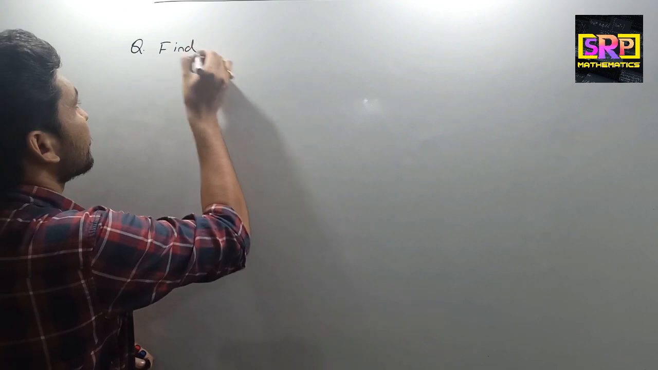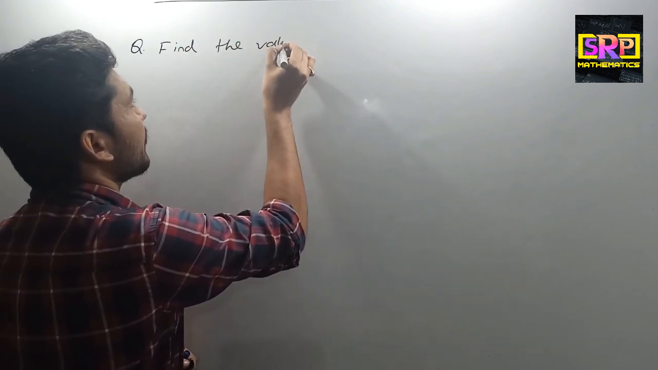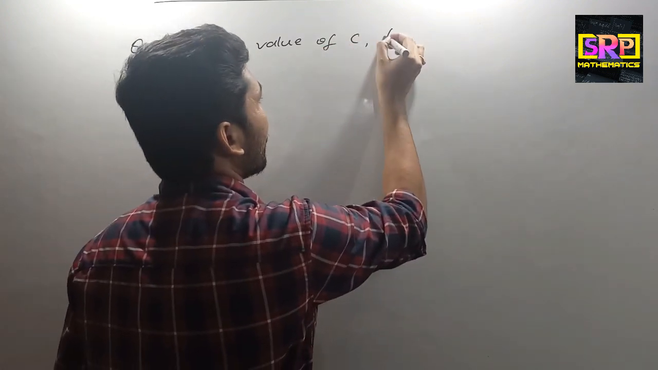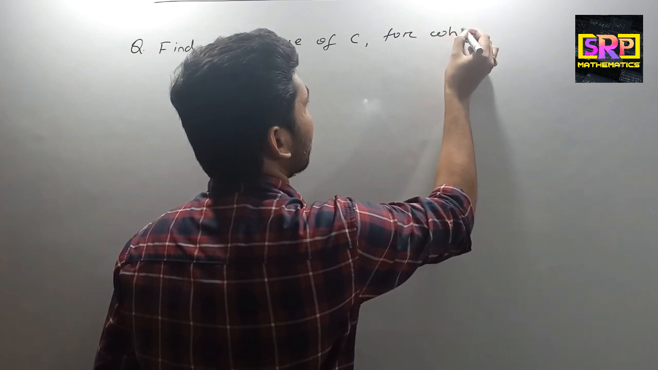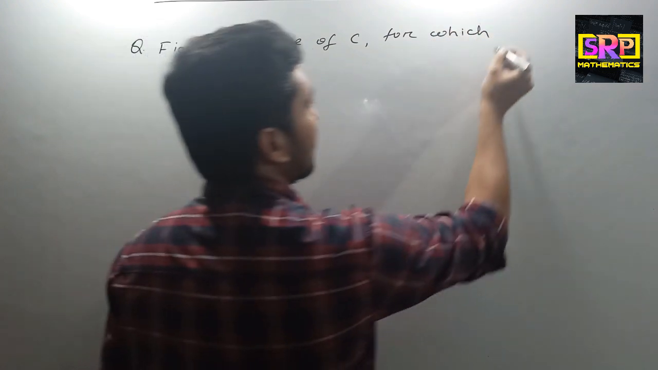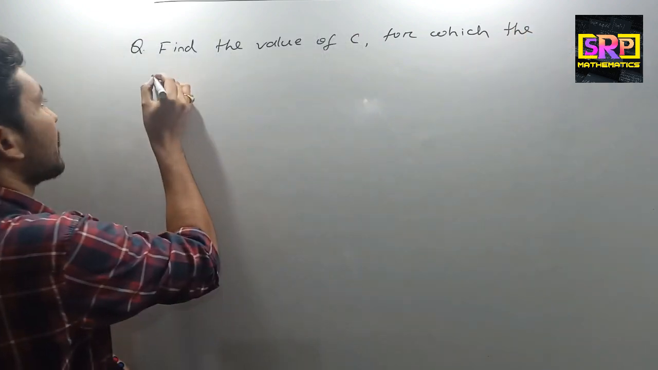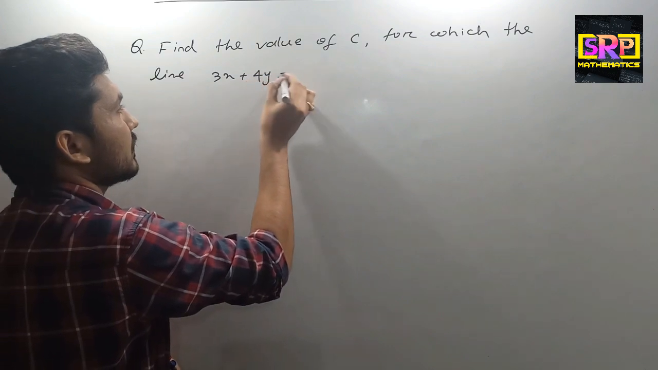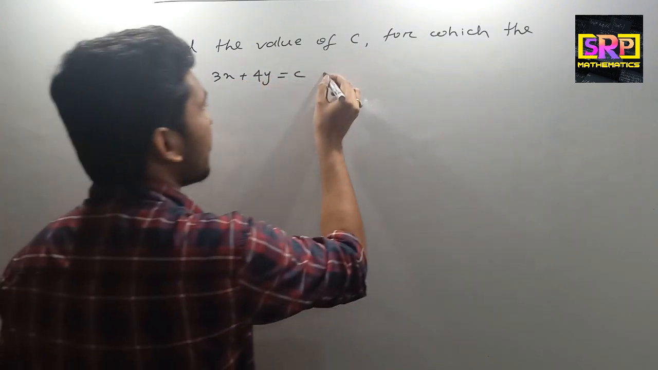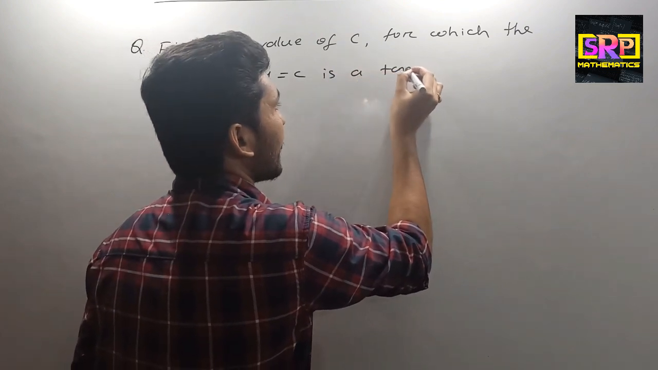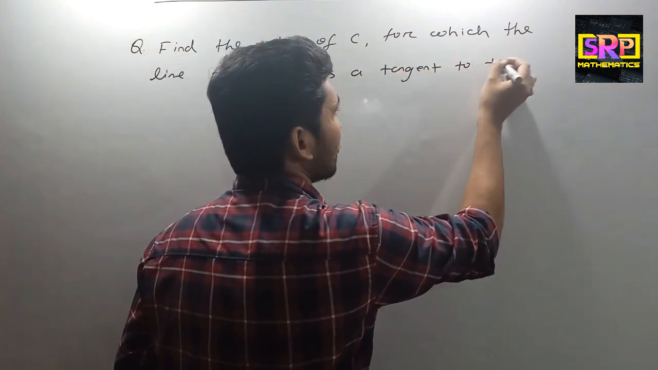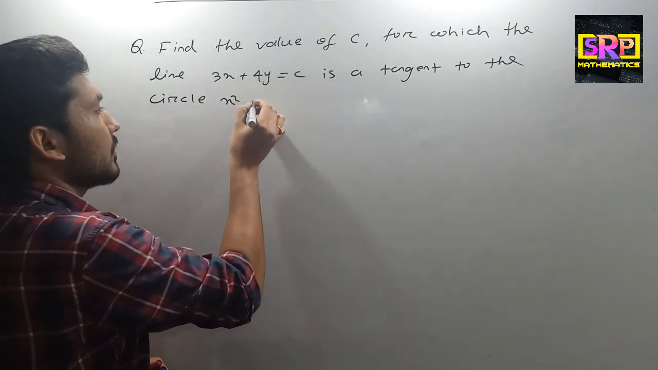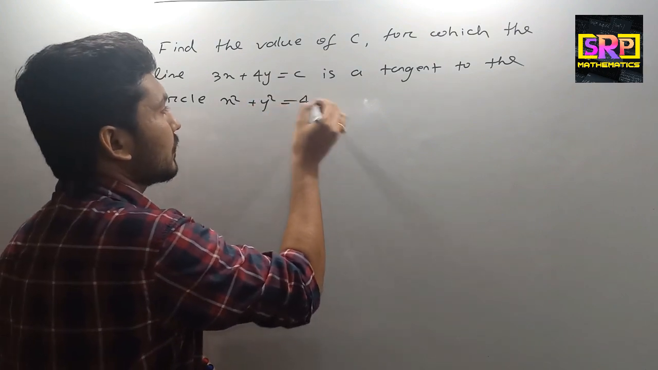Find the value of c for which the line 3x plus 4y is equal to c is a tangent to the circle x square plus y square is equal to 4.